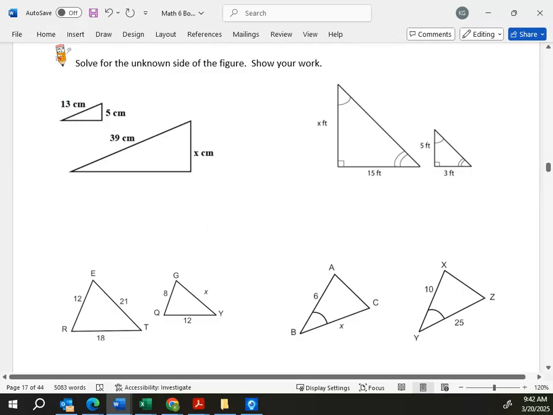Let's look at our second page. Same thing. Solve for the unknown side of the figure. Show your work. You have to show me what 2 fractions you make, what you're multiplying together, and what you're dividing by. So show me what work you're doing.